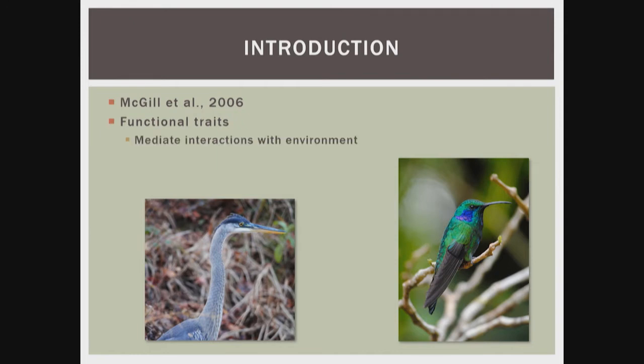Functional traits are really good at mediating the interactions between the environment and the species. They also can represent different niche dimensions. For example, the bill shape here represents a trophic niche dimension, or maybe wing shape or some other characteristics represent a habitat niche dimension. This really improves our mechanistic understanding of the ecology and the species' environmental interactions. And the best thing about functional traits is they're not constrained by taxonomy, so rather than just looking at the taxonomic makeup, you can look at the traits across regions, across many different places.